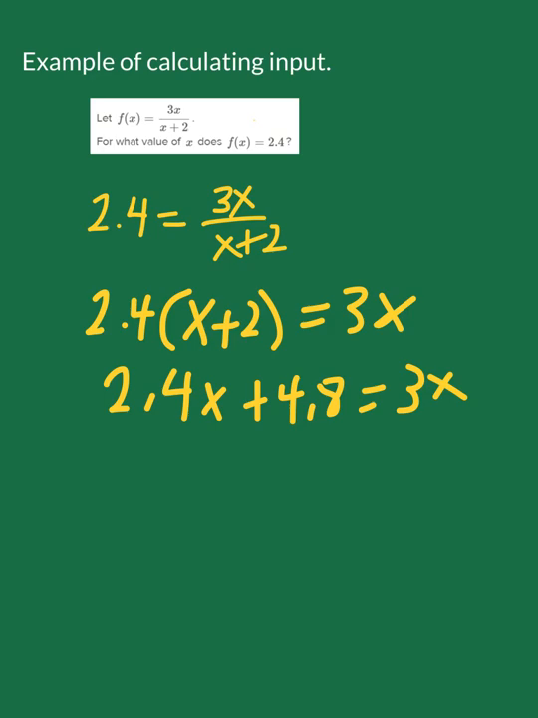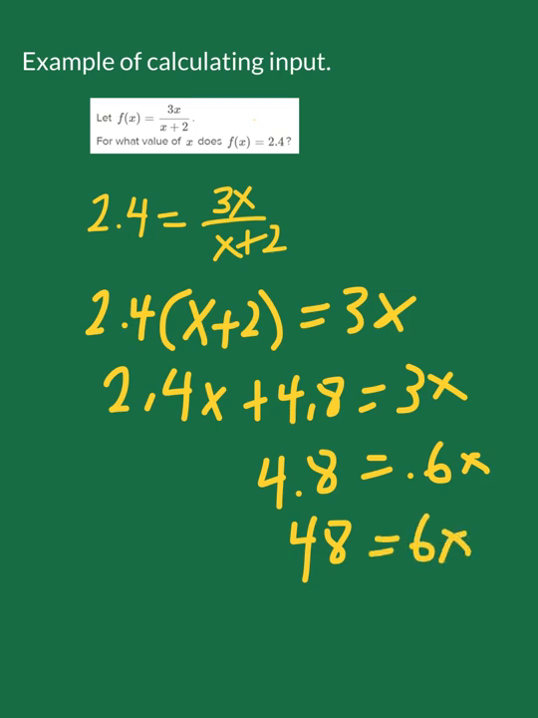Minus 2.4x from each side, and I get 4.8 equals 0.6x. I'm going to multiply both sides by 10, and I'm going to get 48 equals 6x. And then divide both sides by 6, and I get x equals 8. So the input is 8. The function is 3x over x plus 2, and the output is 2.4.